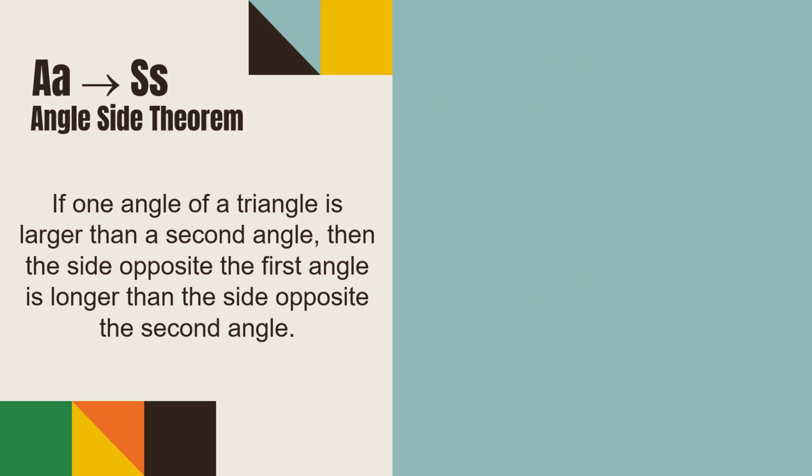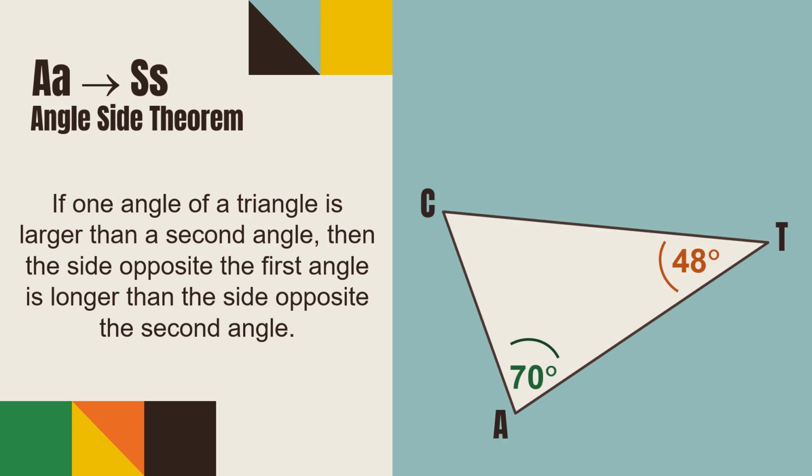It's the reverse. We start off with the angles. So, if one angle of a triangle is larger than the second angle, then the side opposite the first angle is longer than the side opposite the second angle. It's just like that. So, this time, our given are the angles.